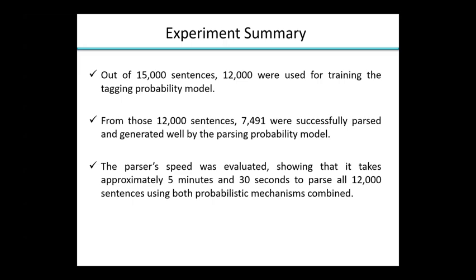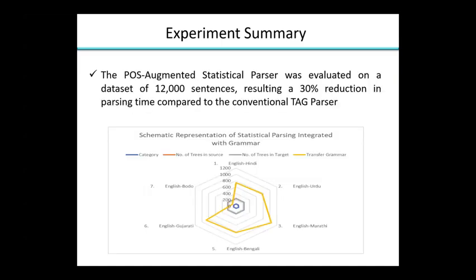The parser speed was also calculated in space-time, and it shows 5 minutes and 30 seconds. It parses all 12,000 sentences. So this is basically the experimental summary of how many sentences we parsed for English to Hindi, then English to Bodo, English to Urdu, English to Marathi, and English to Bengali. These are the different sets of sentences.